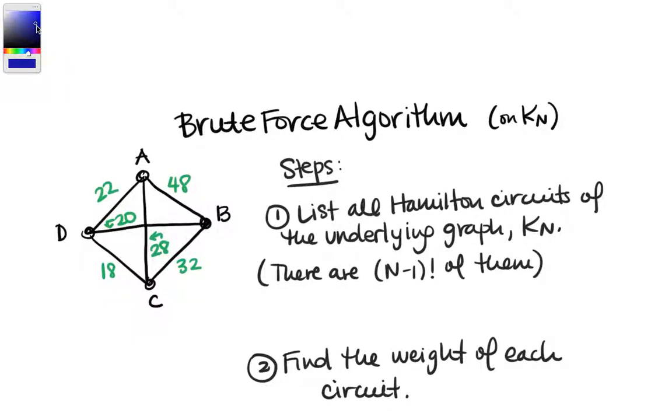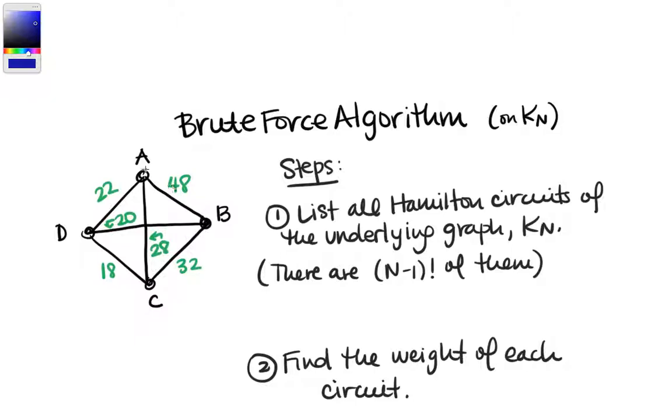Hello everyone, today we're going to be talking about how to use the brute force algorithm on Kn, the complete graph with n vertices, to solve traveling salesman problems. So what we're dealing with here is we have some sort of graph representing a traveling salesman problem. Somebody wants to get to, in this case, 4 different locations, and we've got weights associated with each edge.